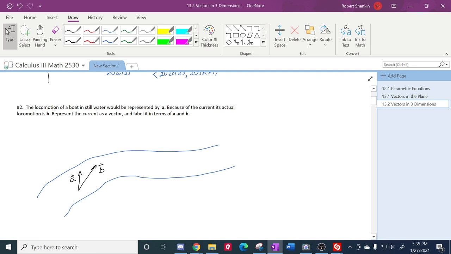The locomotion of a boat in still water would be represented by vector A. So here's a river, boundaries of the river in blue. Because of the current, its actual locomotion is B. Represent the current as a vector and label it in terms of A and B.